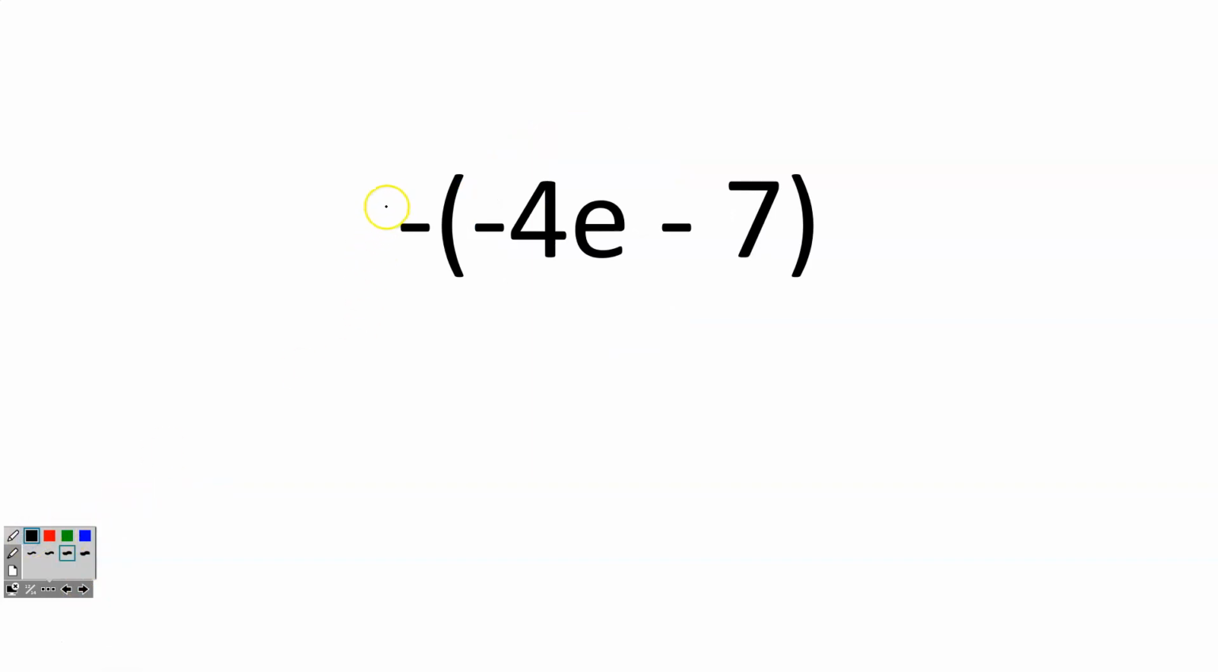In this problem here, you have a negative. I can put my 1 there to kind of help me out. A negative 1 times a negative 4e. A negative times a negative is a positive. And then 1 times 4e would just be 4e. I'm going to use my superpower, my consequence. So a negative 1 times a negative 7 is going to give me a positive 7.